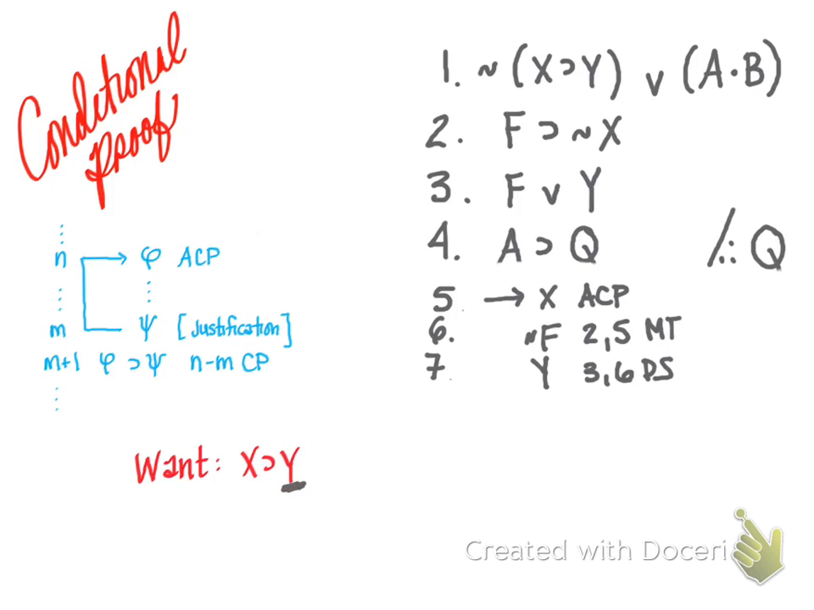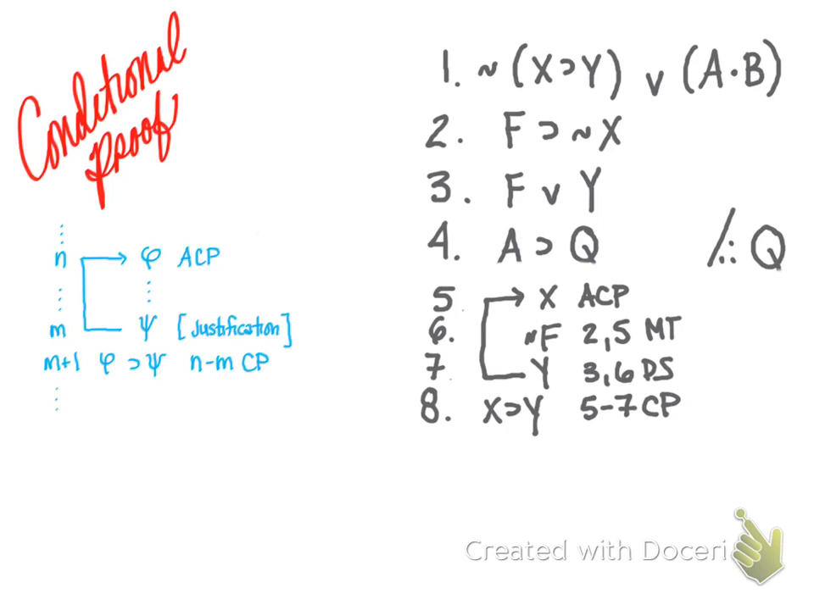Now I've got the consequent of the conditional I want on the last line, so I'm going to close up shop here, fill in the box. Immediately on the next line, I'll write if X then Y, and I'll use lines 5 through 7 CP as my justification. Okay, I got this conditional, and remember why I wanted that conditional: it is the negation of one of the disjuncts on line 1, which will allow me to get that other disjunct by using DS. So let's do that.